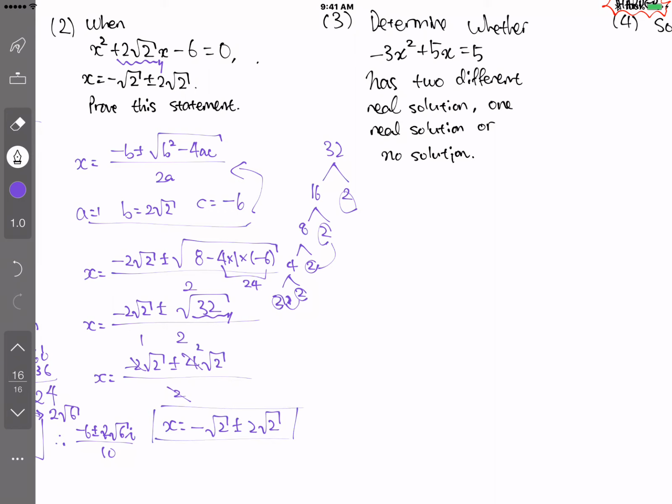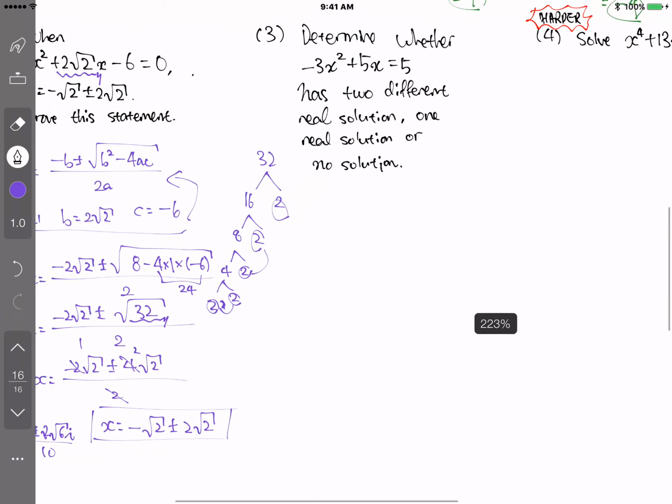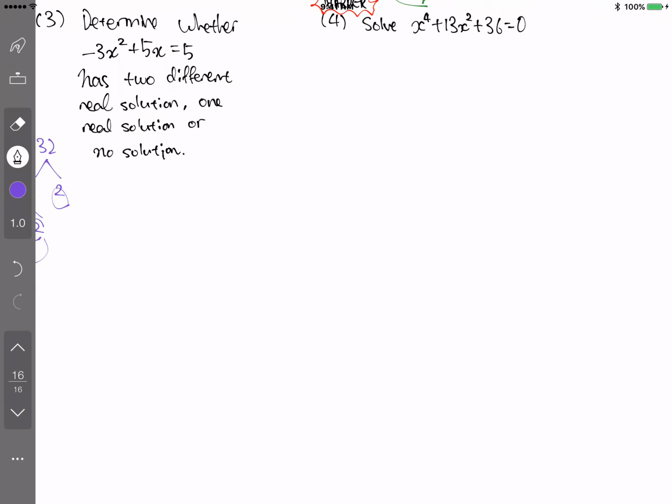And this is how you solve a quadratic equation when the coefficients have irrational units. I think that wasn't that hard at all. Let's move on to some harder questions. Question 3 says: determine whether negative 3x squared plus 5x equals 5 has 2 different real solutions, 1 real solution, or no solution.